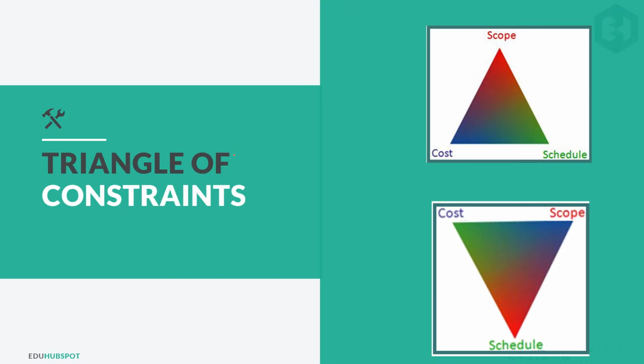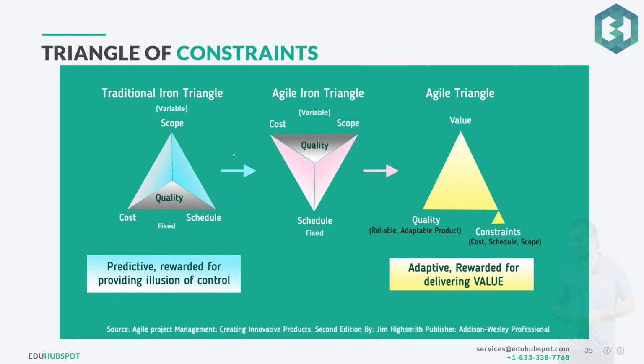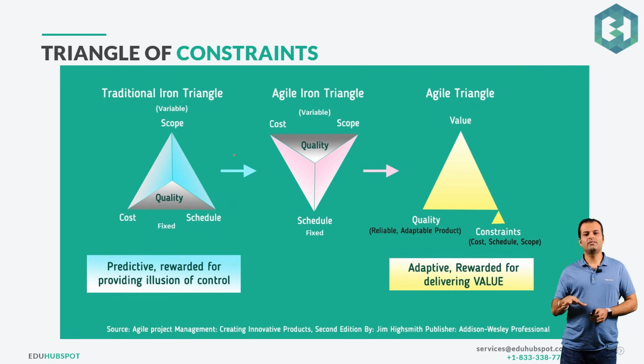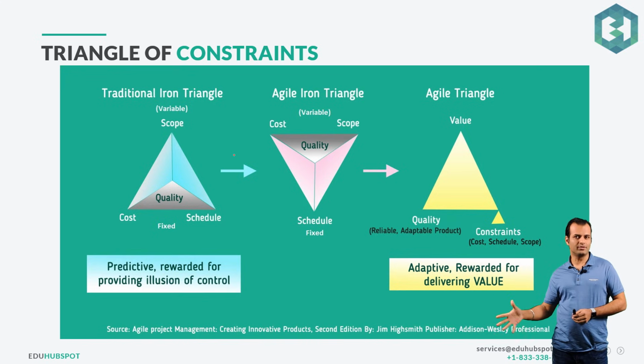So it's very visual. Now, the last topic for the agile introduction is the triangle of constraints, and once I'm done with that, I will once again solve some practice questions and see whether you learned these concepts, and whether you are able to apply these concepts or not. So let's see, triangle of constraints. The traditional predictive triangle, the iron triangle, was scope, cost, schedule.